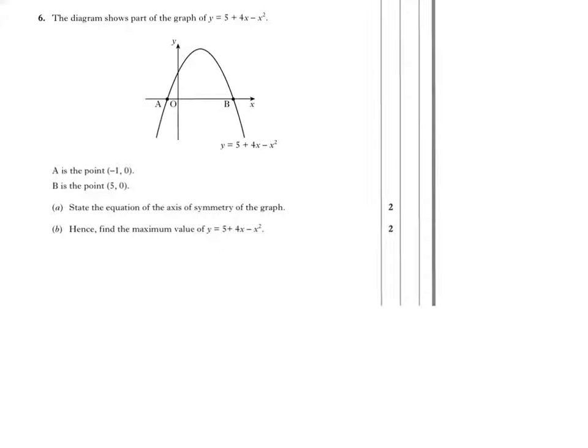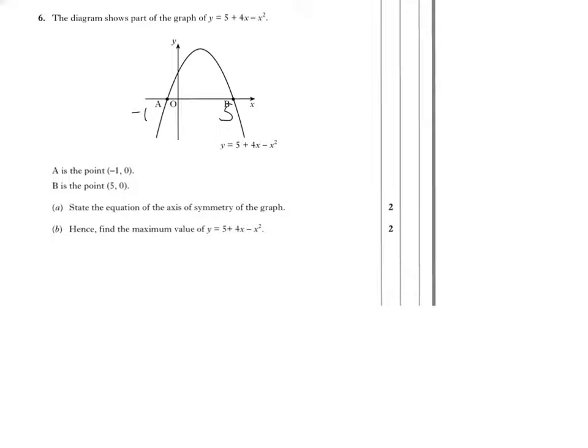Section 12, question 1. The diagram shows part of the graph of y equals 5 plus 4x minus x squared. So there's the upside down U-shaped, inverted U-shaped parabola. A is the point (-1, 0). B is the point (5, 0). And I'm just going to put that in there. A is at -1 on the x-axis, B is at 5 on the x-axis.